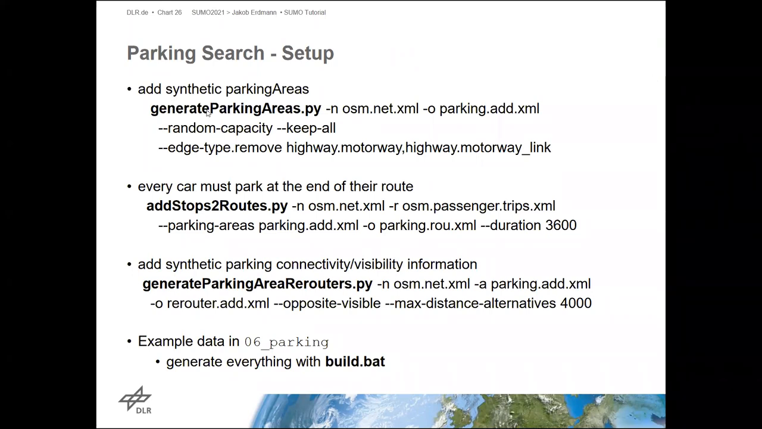The first one generates parking areas for a whole network. So basically here it adds a parking area to pretty much every edge. You can also add some randomization there. Defined to the output files, so this will hold the parking areas, parking area XML. It defines that each area has a random capacity, and even if that should drop to zero, let's keep it anyway. So the parking areas will have capacity anywhere from one to a larger number, and let's not have any parking areas on motorways or motorway ramps.